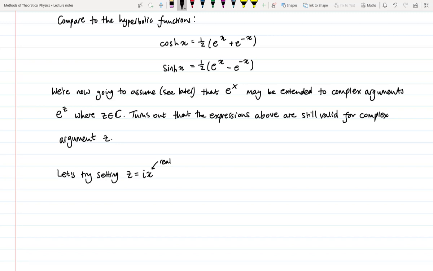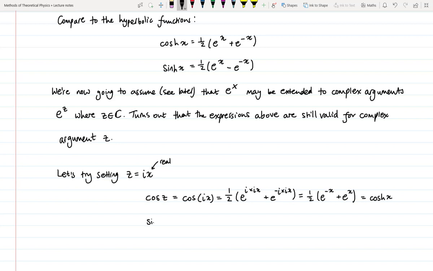Now, let's look at cos of z. What does this give us? Cos of z is cos of ix, which we can write as a half e to the i times ix plus e to the minus i times ix. And multiplying this out, we recover a half e to the minus x plus e to the x, which is the same as cosh of x.